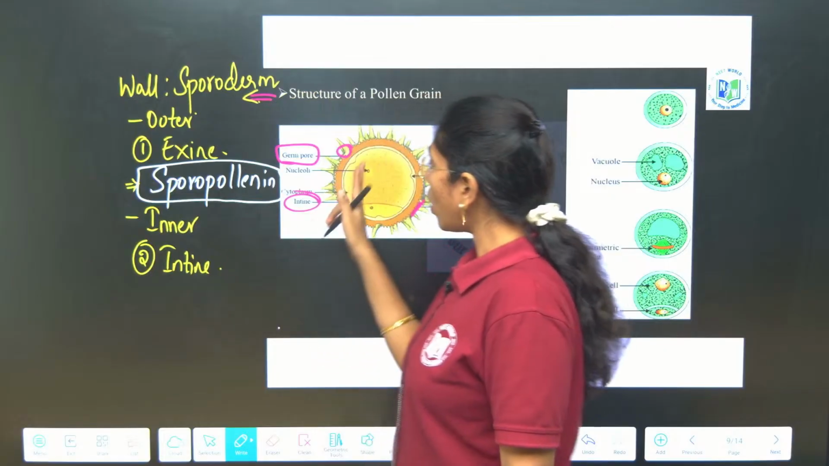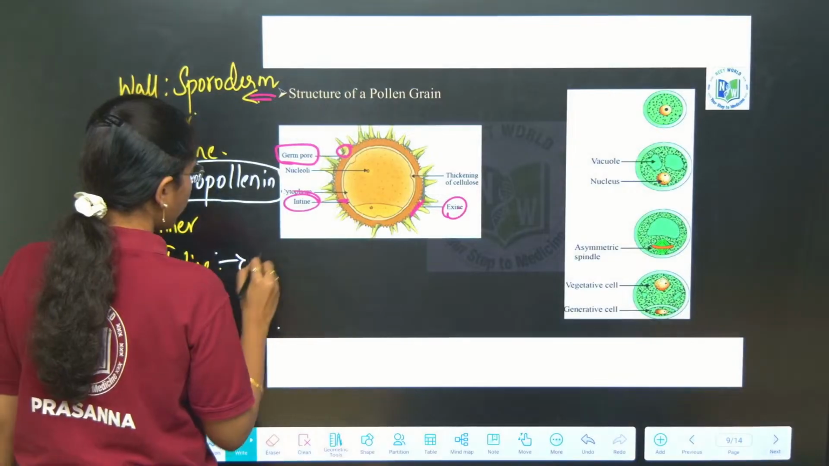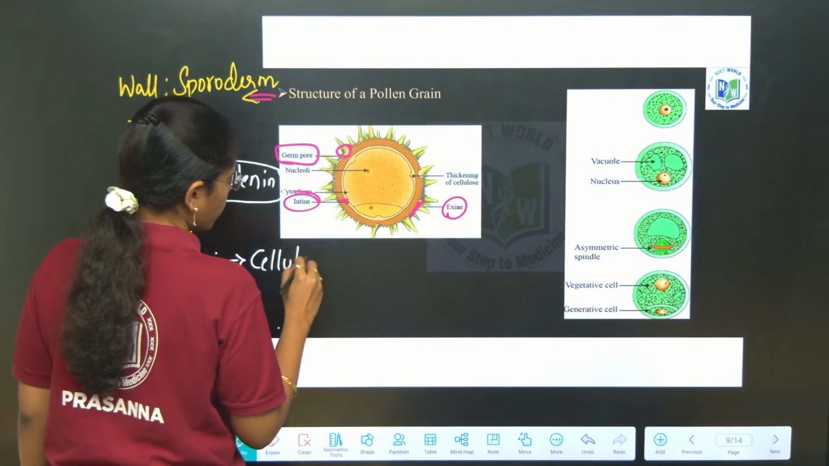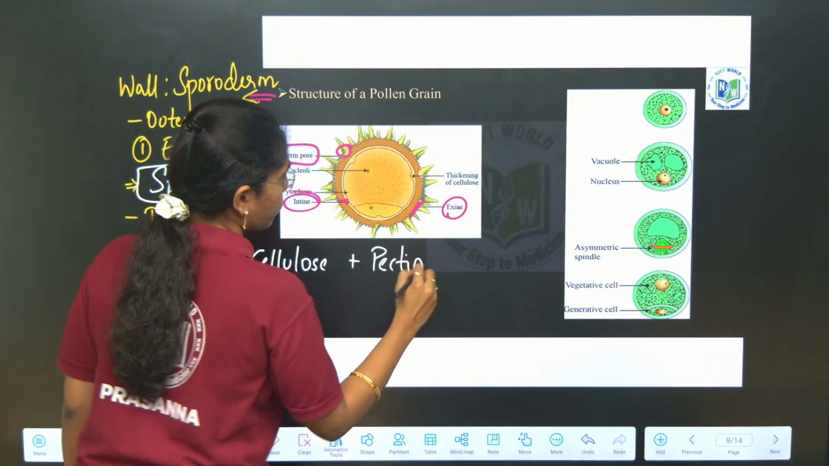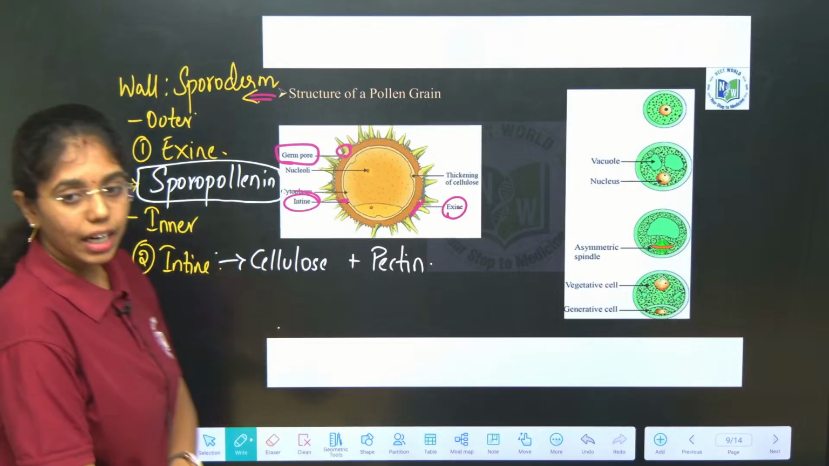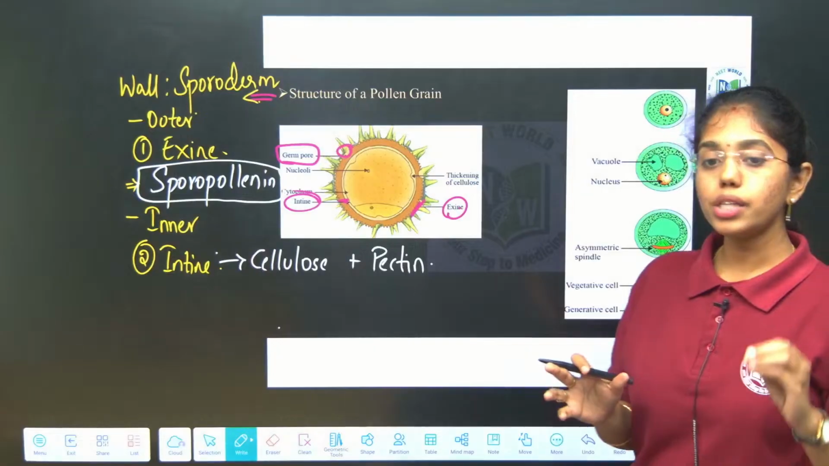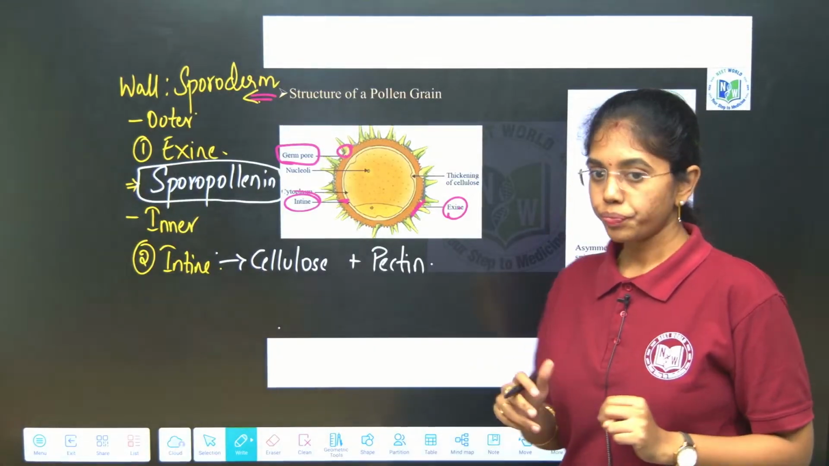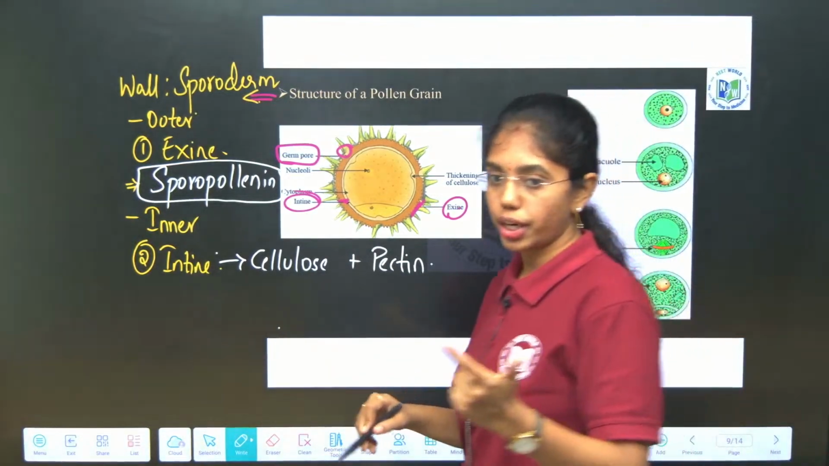Next is the inner wall layer, that is intine. Intine is made up of cellulose and pectin. Fine. Now, we will see in how many celled condition the pollen grain is released. Mostly the pollen grain is released in two celled condition. That is, it has a vegetative cell and a generative cell.